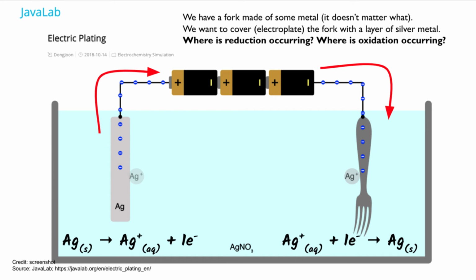Next question, where is reduction occurring? On which side, the solid metal side or the fork side, and where is oxidation occurring? So we've got our half reactions written. On the left-hand side, we have a silver atom becoming a silver ion plus an electron. On the fork side, we have a silver ion plus an electron becoming a silver atom.